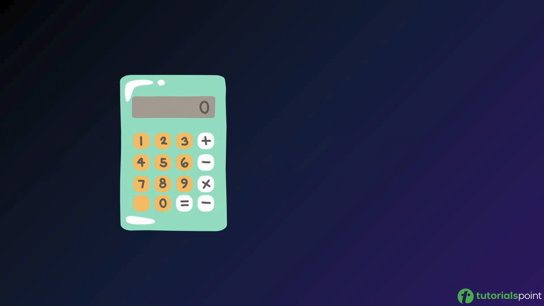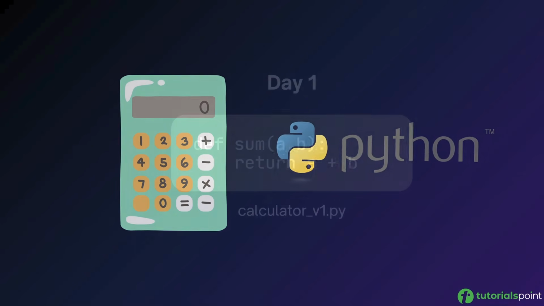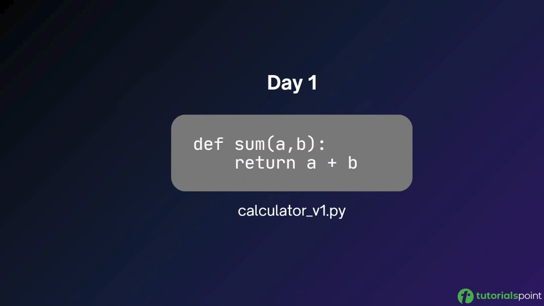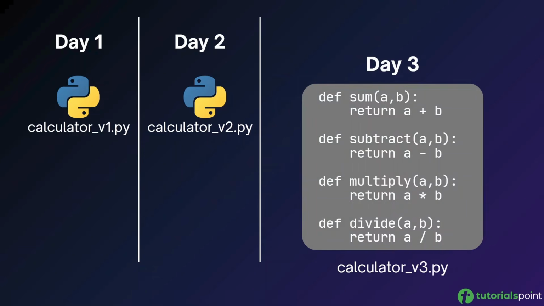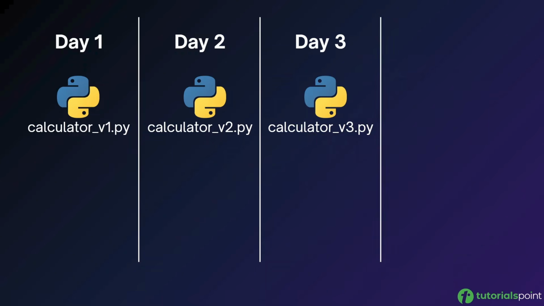Imagine you want to create a calculator in Python. On day 1, you start by writing a simple function that adds two numbers and you save this file as calculator version1.py. On day 2, you think your calculator could be more useful if it could also perform subtraction. So you add a subtract function and save this version as calculator version2.py. On day 3, you decide to expand your calculator even further by adding multiplication and division functions. You update your code again and save it as calculator version3.py.